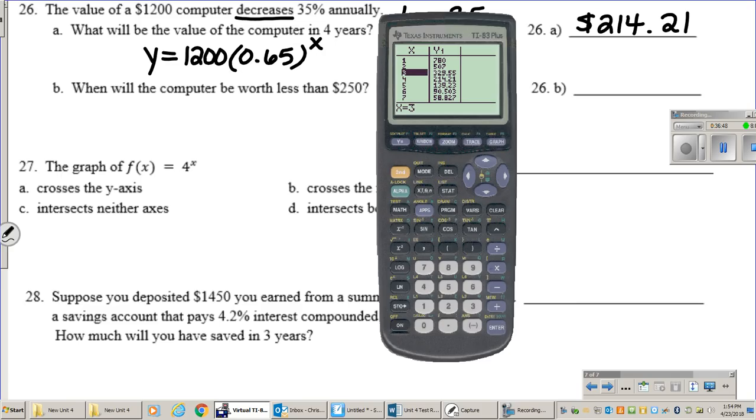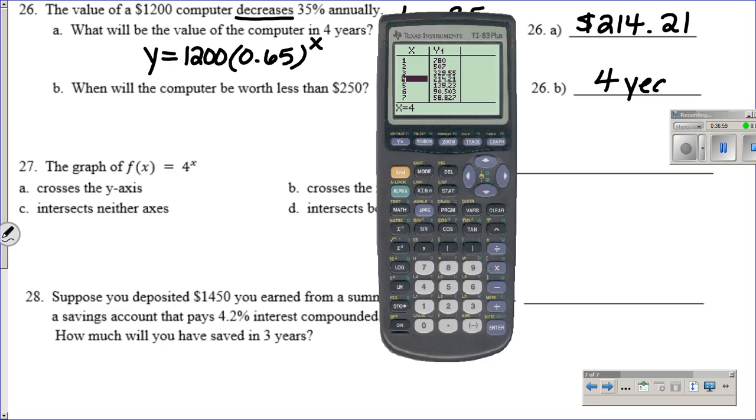Okay, and the question said, when will the computer be worth less than $250? So that's actually going to be year 4, because in year 3, it's still worth $329.55, and year 4 is when it falls below the $250 mark. So we're going to say 4 years.